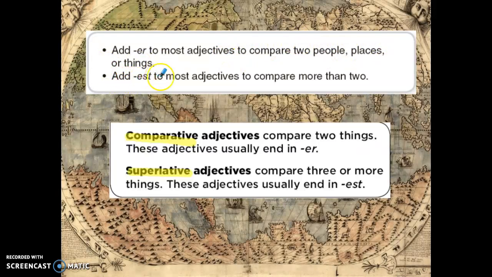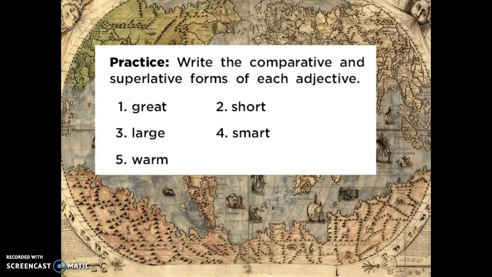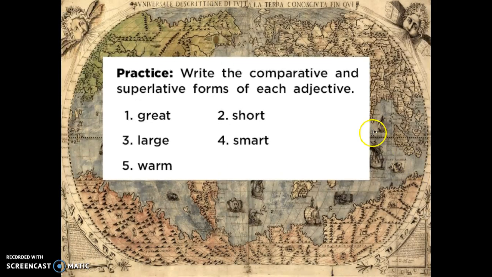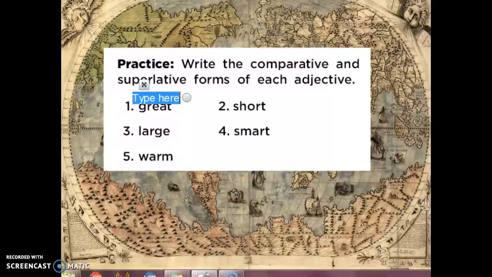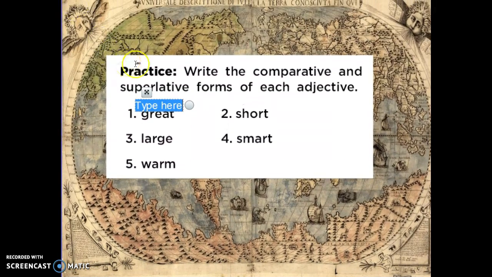And we add EST when we compare more than two things. So let's look at some examples of words. If we're going to write a comparative form for each of these words, great would become greater in its comparative form. So I'm going to put a C behind it. And then in its superlative form, great would become greatest.